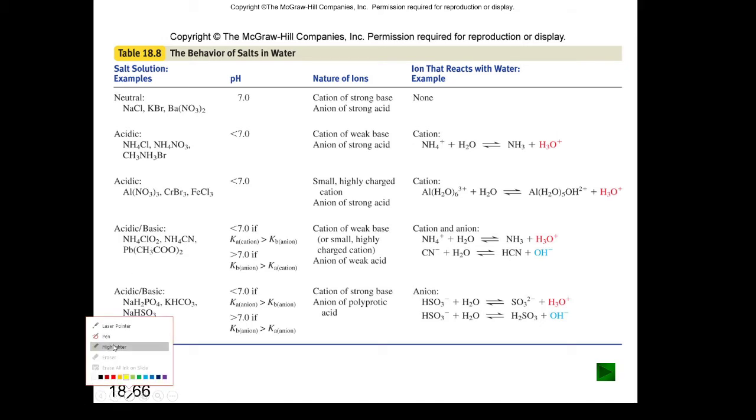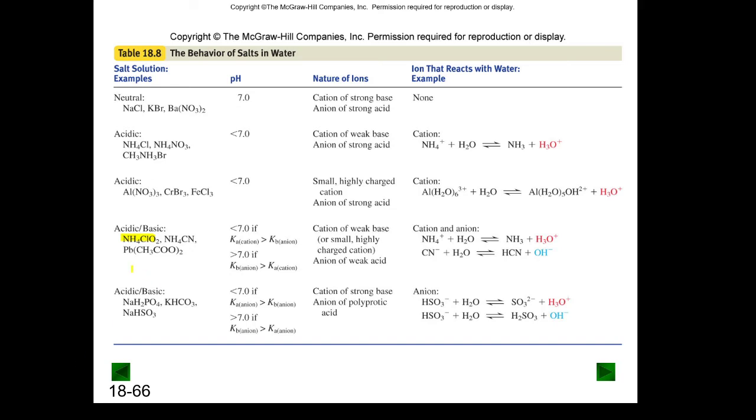So if I were looking at, let's say, ammonium chlorite here, I'm right here in this list, and I look at it and it doesn't follow any of these rules up here. It's not a group 1 with something that makes a strong acid. It's not something that would make a strong acid and a weak base. It's actually a weak base and a weak acid. What would I do here?